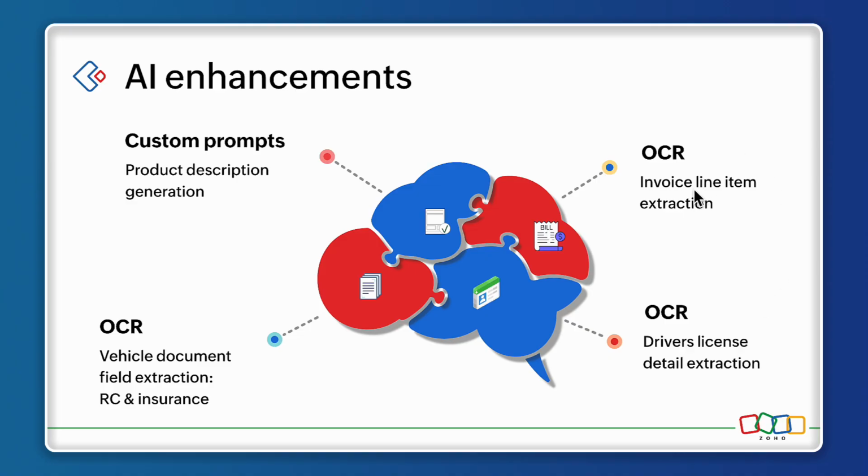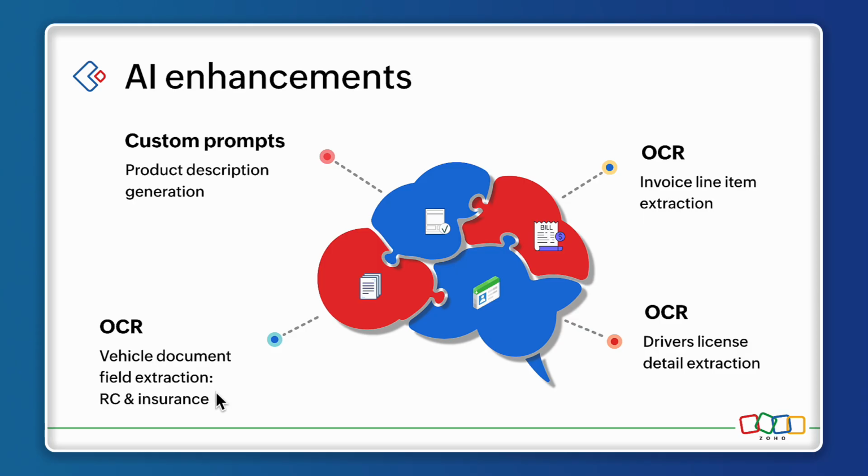And then we have the rest of the AI features, which are OCR, the optical character recognition. For the OCR, again, there is invoice line item extraction. This is when, let's say, an invoice is uploaded. Based on the invoice that you upload, all the information will be fetched and shown in your subform, right? So that is one OCR. The OCR's job is to extract the text from the image, right?